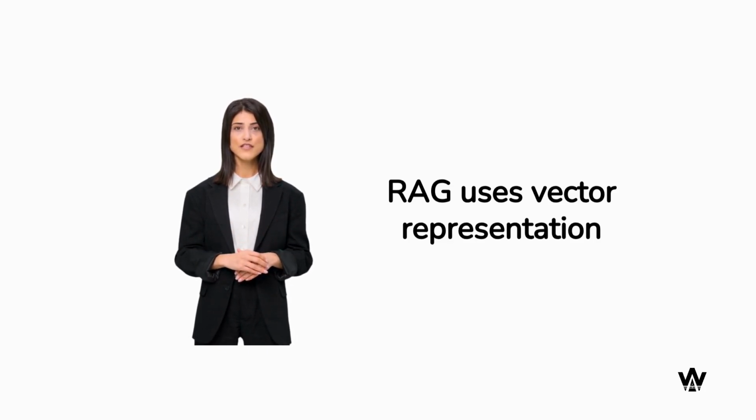Here's how it all comes together. 1. You ask a question. 2. The system turns it into a vector and compares it to content vectors. 3. It retrieves the top 5 most relevant documents. 4. Those documents are used to guide the large language model in generating a high-quality, personalized answer.